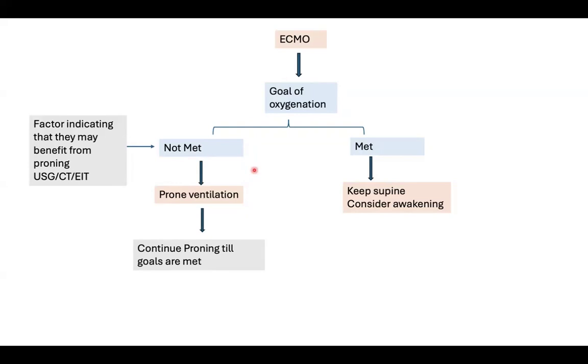You look at whether they'll benefit from proning on ECMO: you do an ultrasound scan, a CT scan or EIT, electrical impedance tomography, look at whether they benefit or not, and then do prone ventilation, and continue proning till the goals are met. Doing a study maybe in this way might have made more sense, more logic. You need to have logic and physiology before doing any study, and these kinds of studies might make more sense.